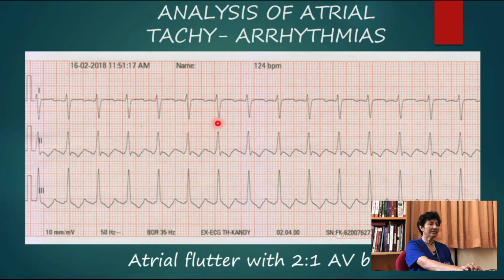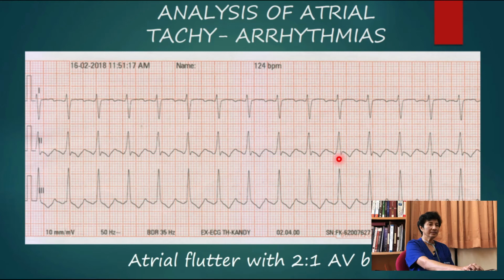As RR intervals are regular and there is tachycardia, we have to consider the possibility of atrial flutter with 2:1 AV block. In this case, as the ventricular rate is 124 beats per minute, the atrial flutter rate should be double of this, that is around 250 beats per minute. This 2:1 AV block is functional.